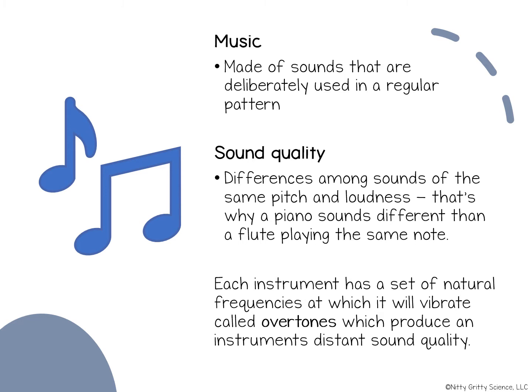Going back to the guitar string example, the natural frequency is produced by the entire string vibrating back and forth. But in addition to this vibration, the string also vibrates to produce overtones. An overtone is a vibration whose frequency is a multiple of that natural frequency. So when you play the first two guitar strings, these overtones create the rich sounds of a guitar. The number and intensity of overtones vary with each instrument, and these are what is used to produce each instrument's distinct sound quality.